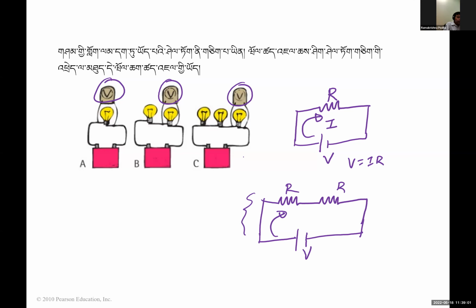Right. So then here, current, I'm going to write this as current 1. Current 1 here is just V by R. If I write a second circuit, current 2 in this would be V by 2R. Do they agree?